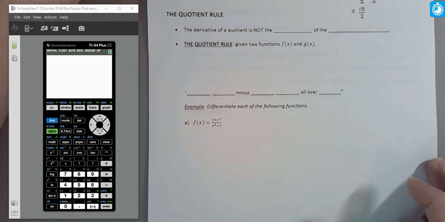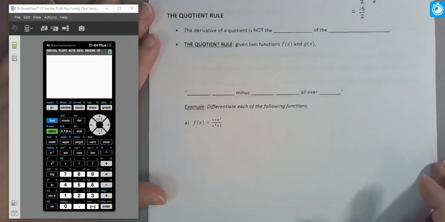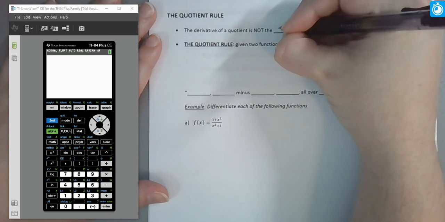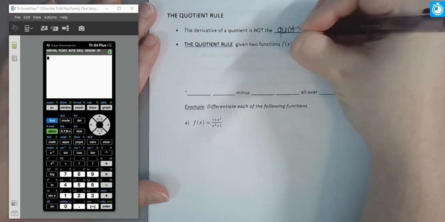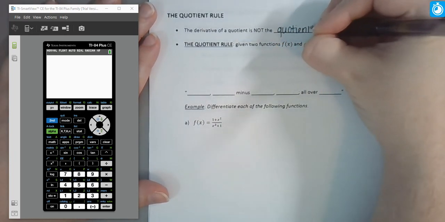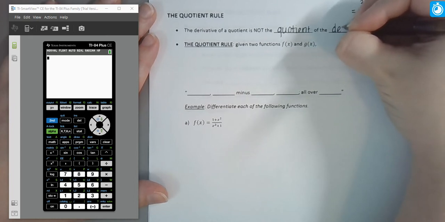Now what about the quotient rule? Well, just like with the product rule, we can't oversimplify it. So the derivative of a quotient is not the quotient of the derivatives.